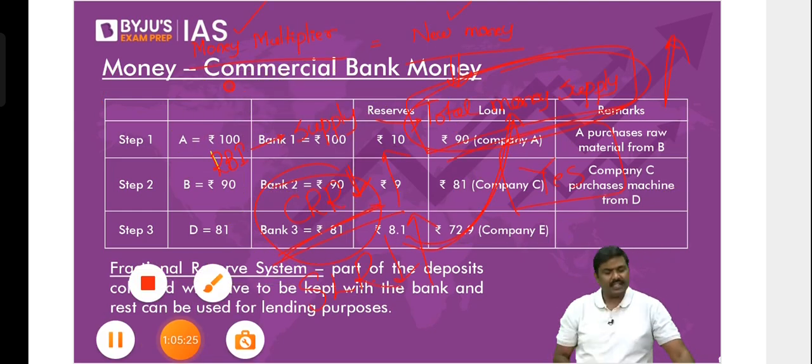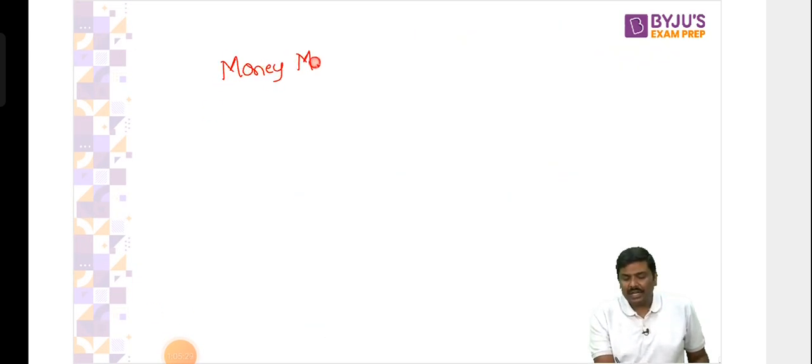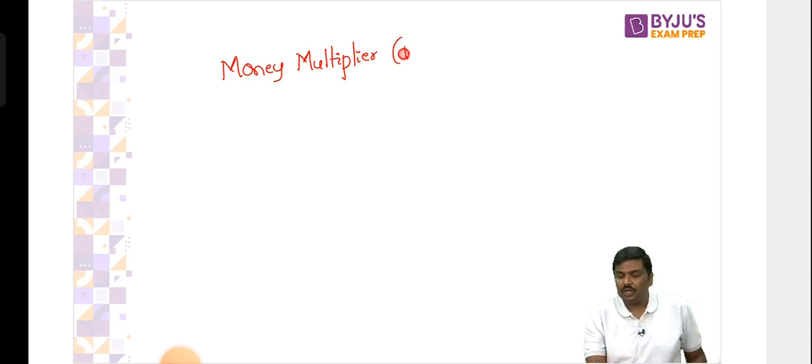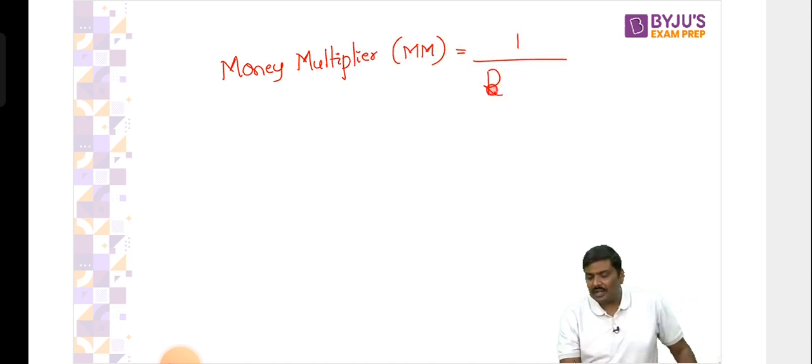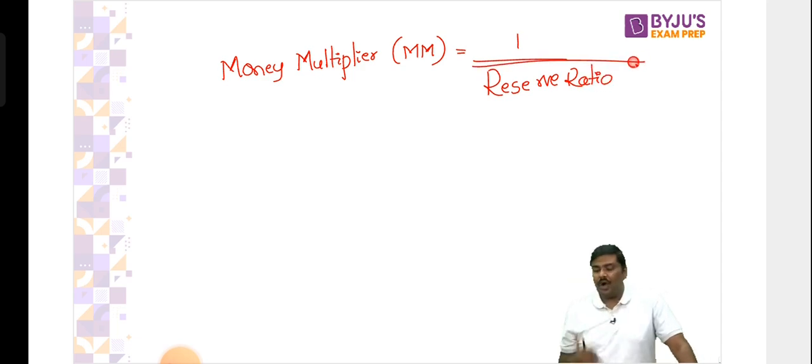Understand this very carefully. For this, RBI uses a concept called the money multiplier. What is a money multiplier? Remember this. Money multiplier, I use a short form now. Money multiplier is equal to MM. That is equal to 1 upon reserve ratio. This is one way RBI calculates the money multiplier. That the money multiplier is equal to 1 upon reserve ratio.